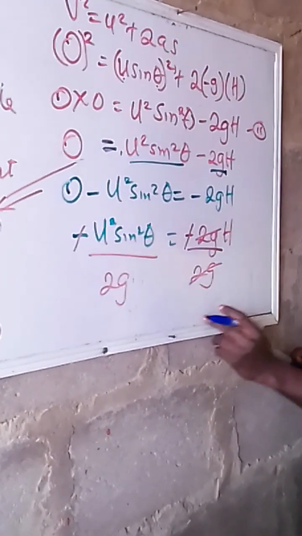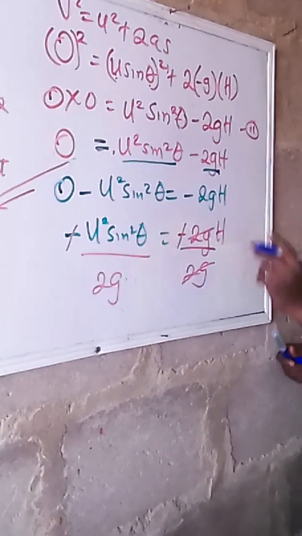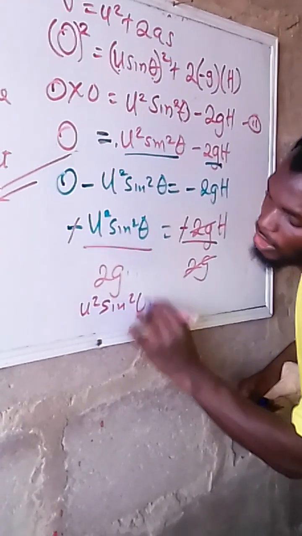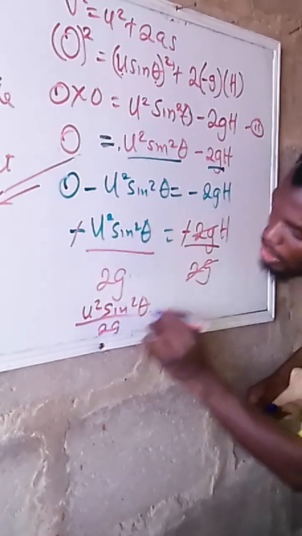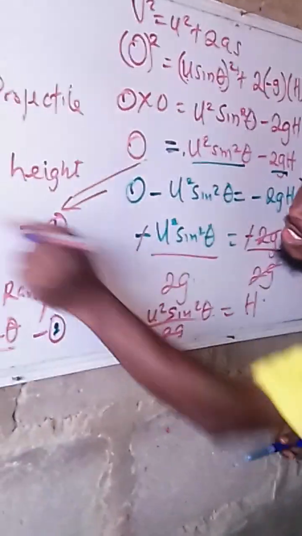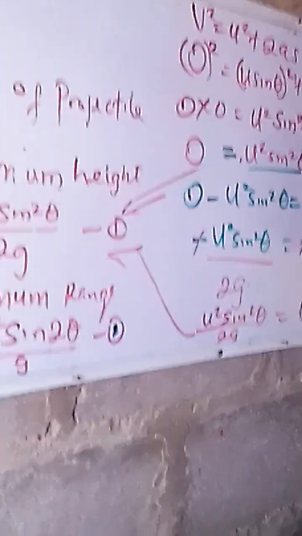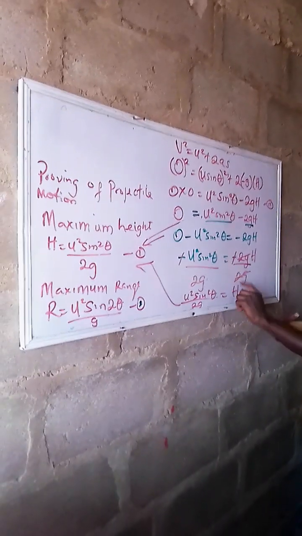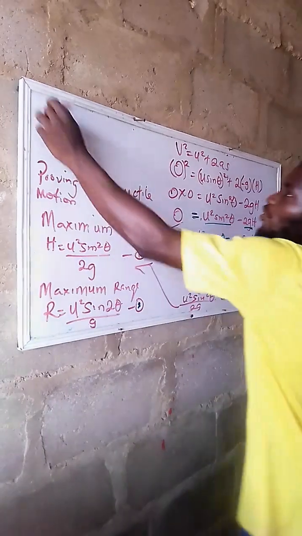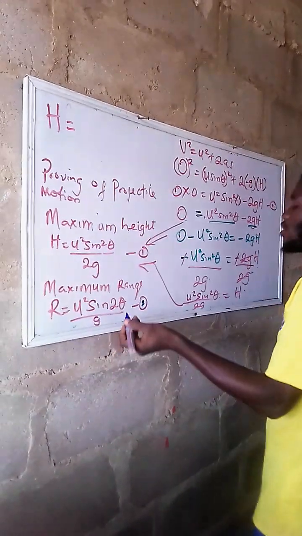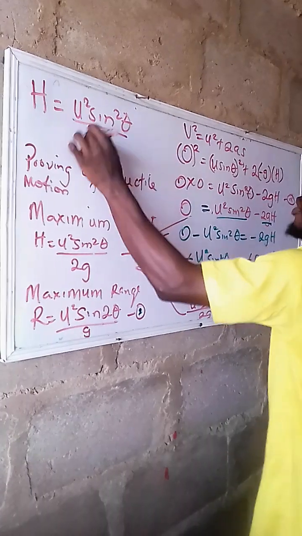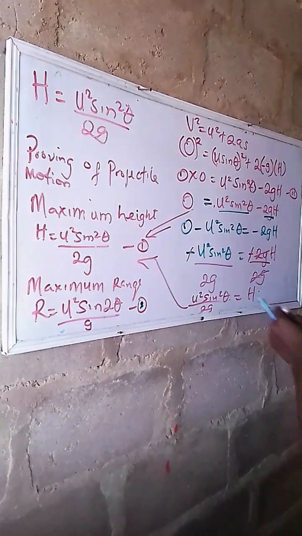So this settles this. We are left with what here? h. Therefore, u squared sine squared theta all over 2g equals h. Now compare this one with this. Are they not the same thing? They are the same thing. So in a nutshell, we can rearrange them. This is h, you can bring it like this. h equals, we didn't tamper with anything, u squared sine squared theta all over 2g. This is the final result.